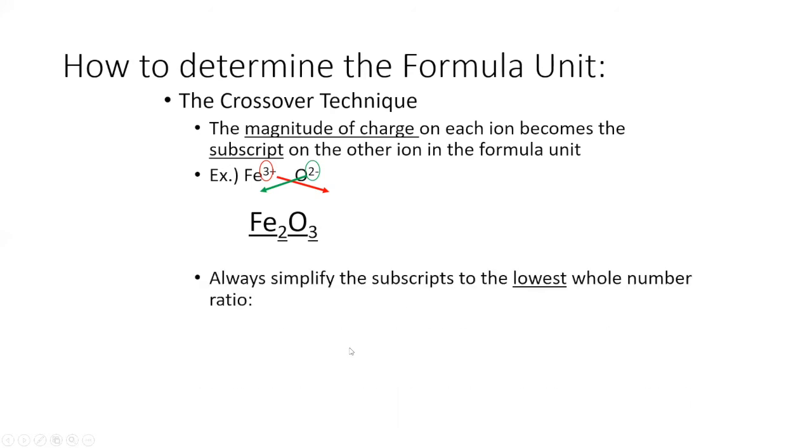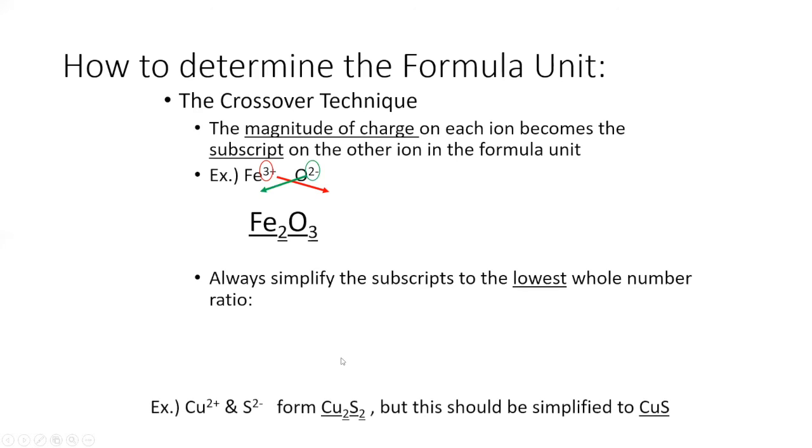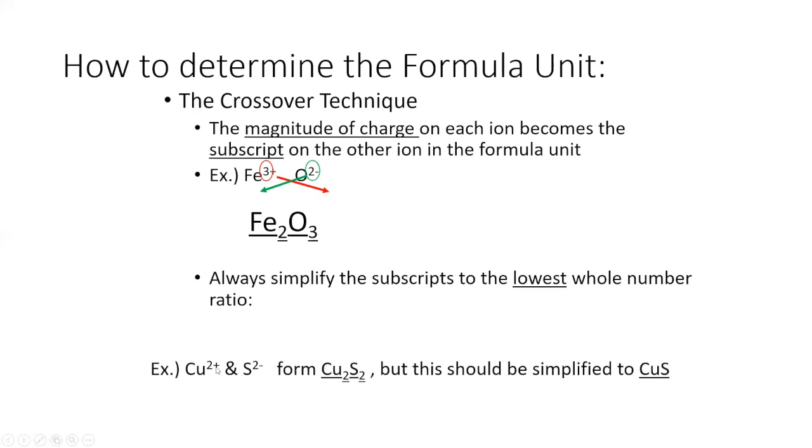Now, there is always one complication that you have to keep in mind: sometimes this ratio isn't the lowest possible ratio. In some instances, we'll need to simplify it to the lowest whole number ratio. Here's an example. If I do the crossover technique with copper 2+ and sulfide, that 2 becomes a subscript on the sulfur and that 2 becomes a subscript on the copper.